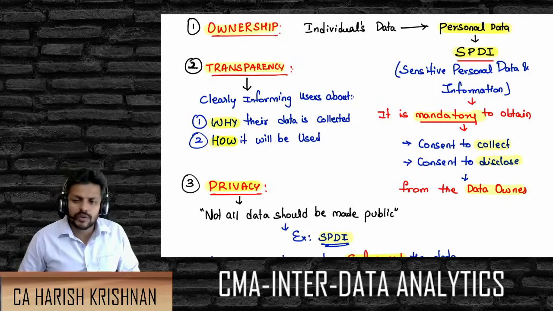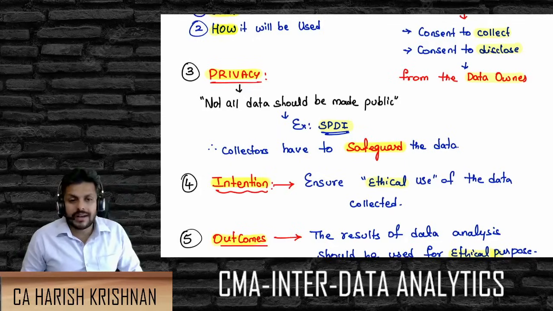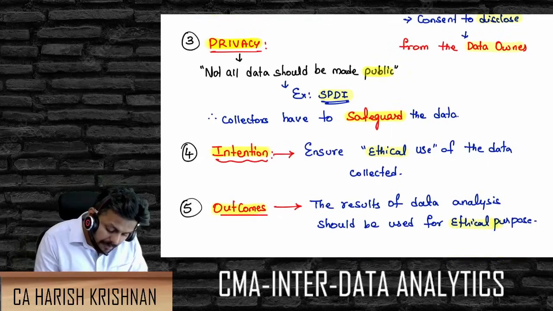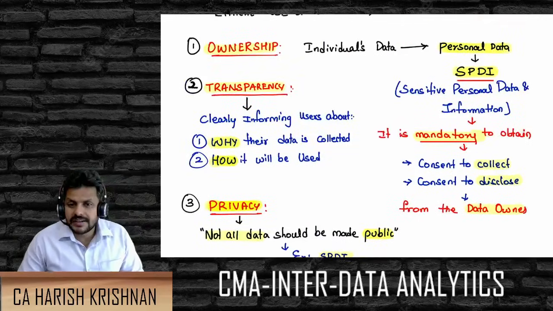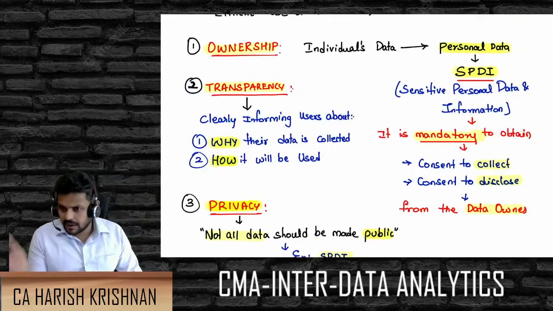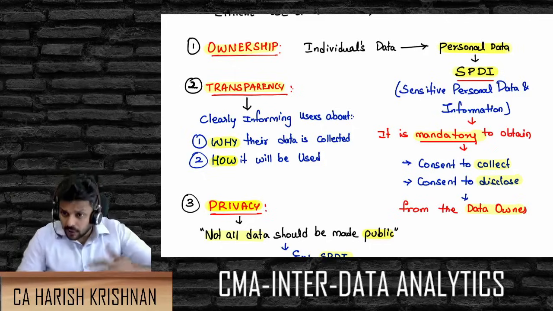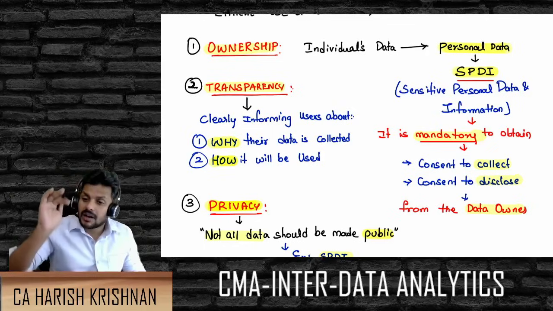These are the two ethical principles, followed by how safe the data will be kept. That is called privacy. Now data privacy: not all data should be made public. Here I wrote sensitive personal data or information, which is about collecting certain things like financial information, passwords, and all of that of a person, biometric information. They all come under sensitive personal data. You are not supposed to disclose that.